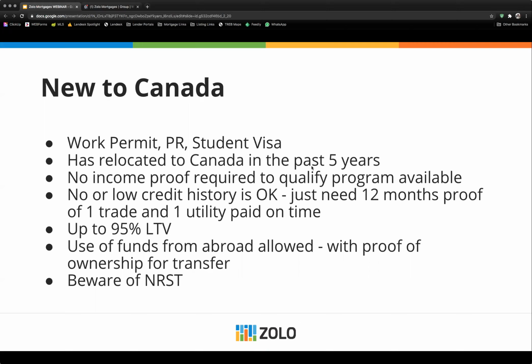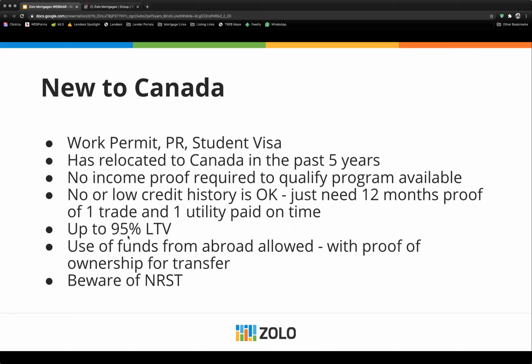These two programs are sort of mutually exclusive: the no income proof program and the no or low credit history program. The details here are sort of 4 different programs. But if you're new to Canada with no income proof and no credit history, as long as you have the 12 months principal, interest, tax, and heat, you're good to go. Or if you've been here for under 5 years and you have a good history of paying off, let's say, a postpaid cell phone bill for 12 months and one trade, then that's good enough for credit history too. And like I mentioned, we can go all the way up to 95% LTV.